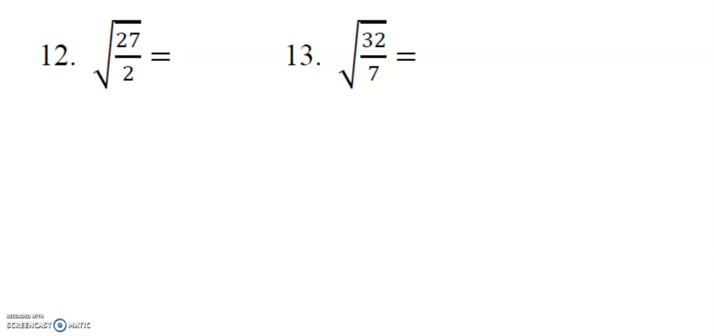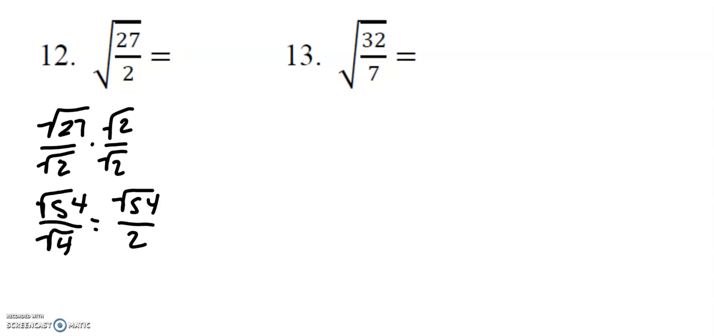All right, why don't you pause the video and try number 12. All right, hopefully you multiplied it by root 2 over root 2, and you ended up with root 54 over 2. Now, what hopefully you saw, but you might not have, is that the numerator here, root of 54, can be simplified. And anytime you finish a problem and it can be simplified, you will need to do that. So root 54 is the same thing as root of 9 times root of 6 over 2. And then the correct, simplified answer is 3 root 6 over 2.